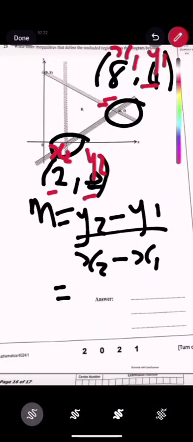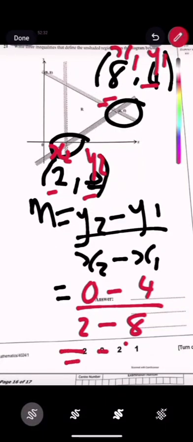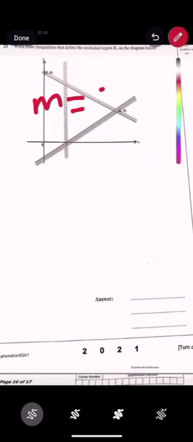Okay, so y2 minus y1, we have 0 minus 4 over x2 minus x1, it's 2 minus 8. So 0 minus 4, negative 4. 2 minus 8, negative 6. So negative and negative cancel. 2 here, it's going to be 2. 6 here, it's going to be 3. So 2 over 3 is our gradient. Therefore, our m is 2 over 3.